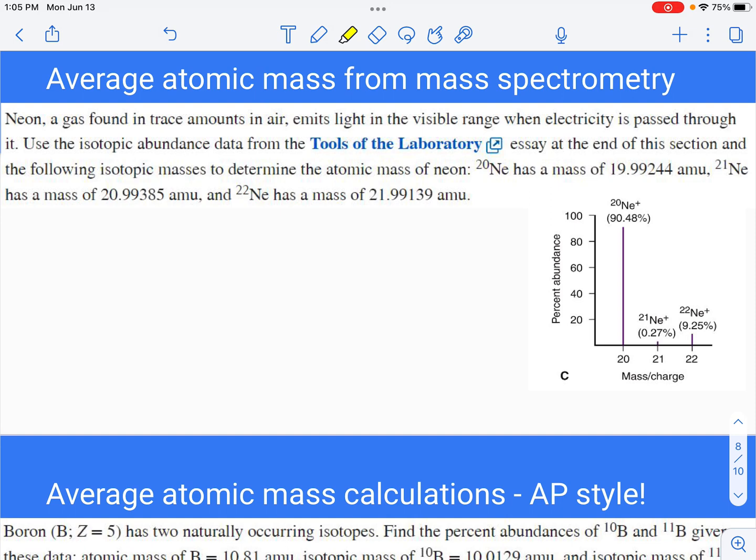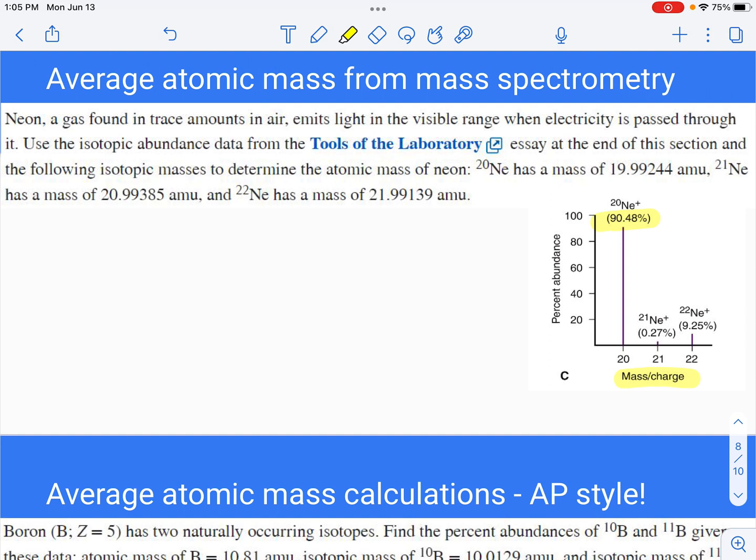So this is how we separate different isotopes of an element, or even different molecules of a compound, etc., into their constituent parts. Okay, so we get this plot that gives us a percent abundance and a mass.